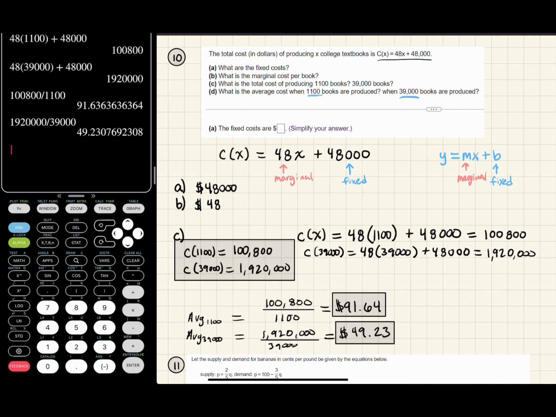So those problems are a little tedious, but not too bad as long as you know the cost formula and the pieces that are represented there. For instance, this is fixed cost and this is marginal cost. It's kind of the key there.